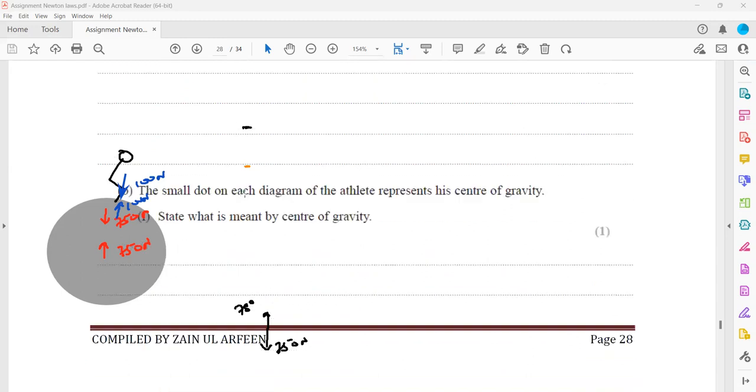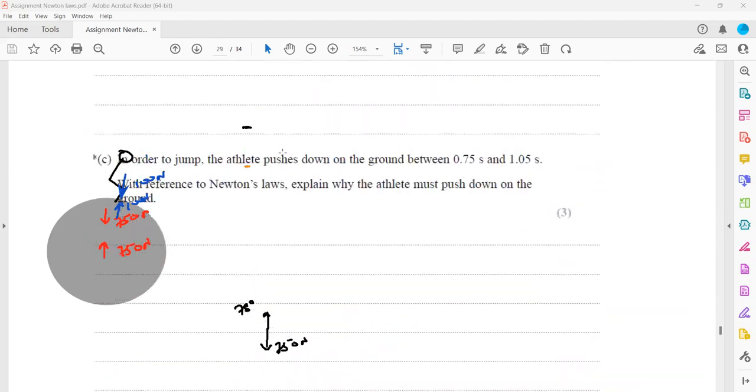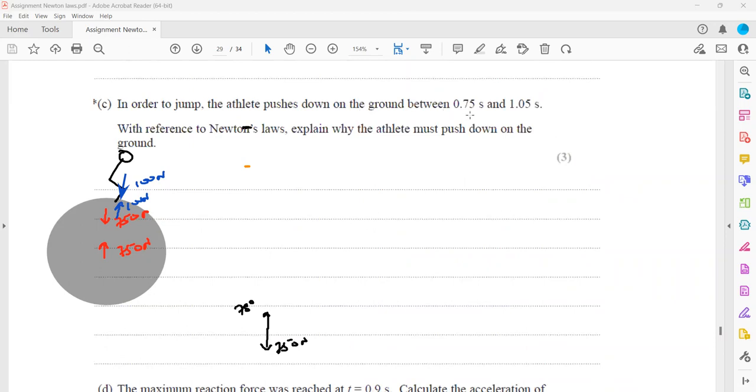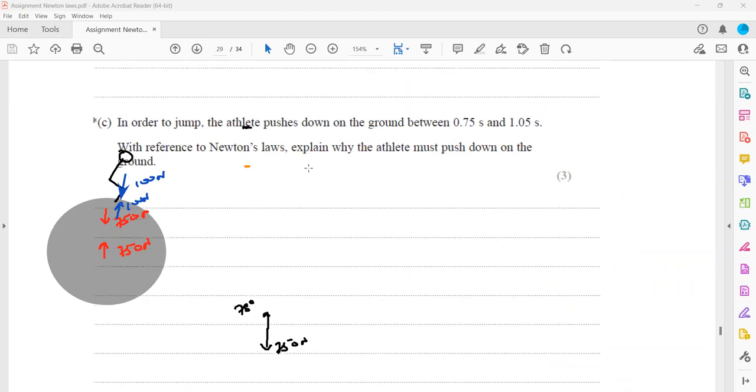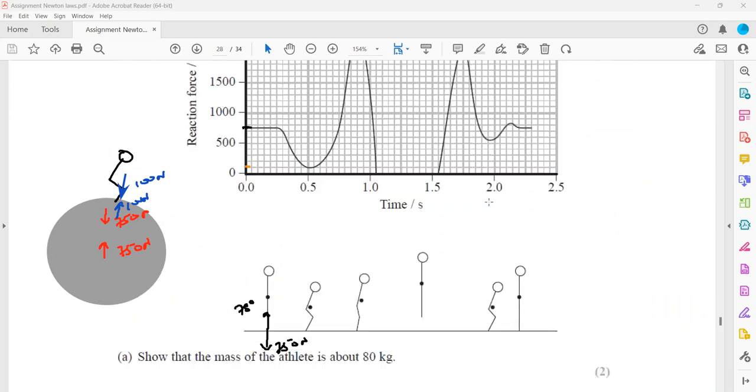Then what happened? In order to jump, the athlete pushes the ground from 0.75 seconds to 1.05 seconds. With reference to Newton's law, explain why the athlete must push the ground. So why must the athlete push the ground?